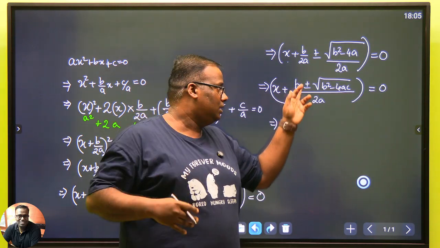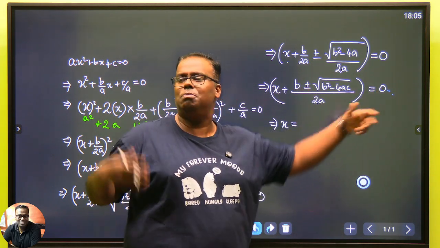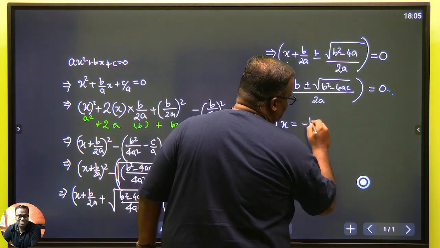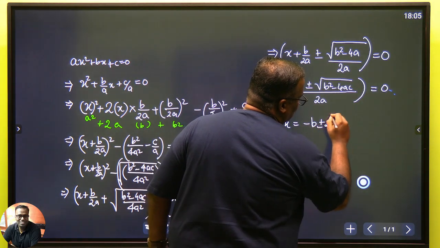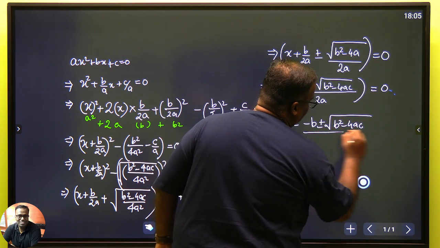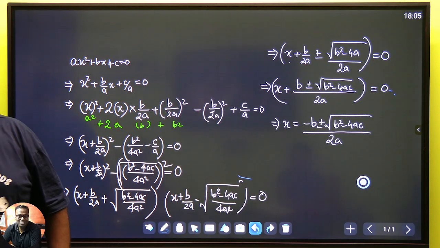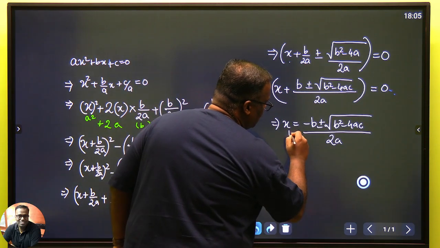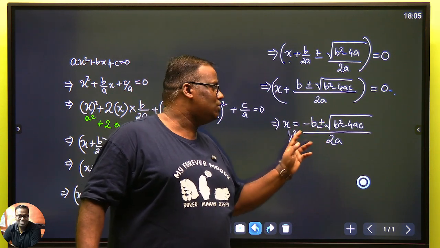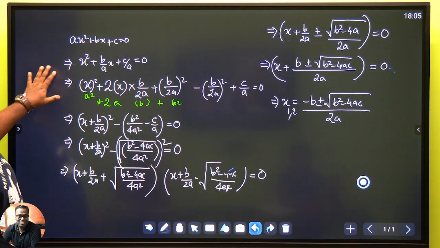Have you understood? This plus, when it goes this side, will become minus. This minus, when it goes this side, becomes plus. So isn't it the same plus minus combination? So can I write it as x equals minus b plus minus root over b square minus 4ac divided by 2a? Is it not the quadratic formula that you study? And you study it as x1, x2. One answer would be when you take the plus, one answer would be when you take the minus. Did you understand? This is how the quadratic formula has come.